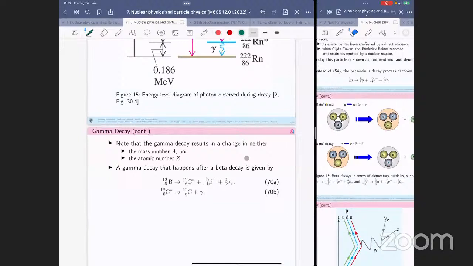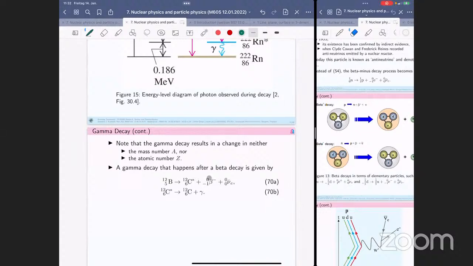Note that gamma decay results in no change in the mass number A, and the atomic number Z also doesn't change. Okay, let's talk about a possible example of gamma decay. Gamma decay that happens in nature is, for example, from boron 12 to carbon 12. What does that mean? It means a neutron is converted to a proton. This is the beta minus decay.